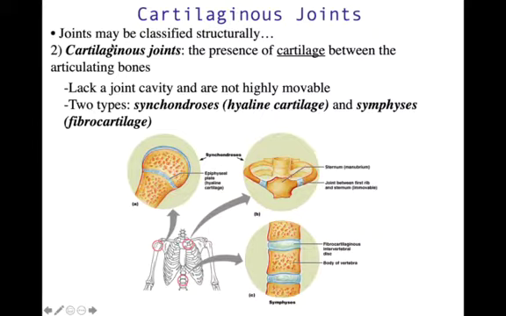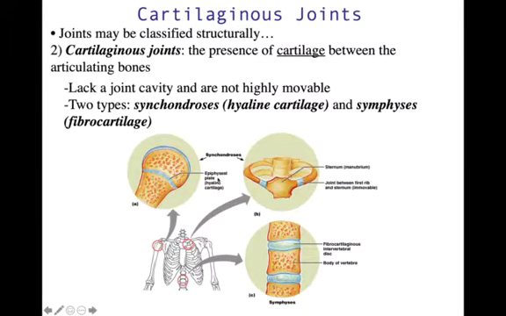The second type of joint is called cartilaginous joints. You need a piece of cartilage joining the two bones, or a piece of cartilage between the two bones that articulate with one another. These are not highly movable. You can have a cartilaginous joint that consists of hyaline cartilage, or a type of joint that consists of fibrocartilage. The ones joined together by hyaline cartilage we call synchondroses, and the ones joined by fibrocartilage we call symphysis.